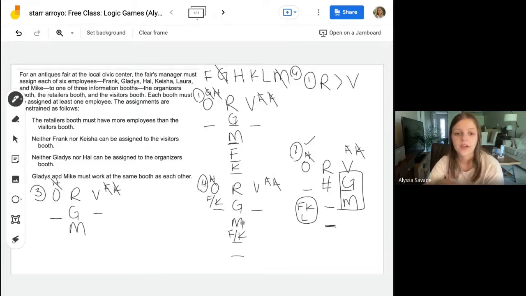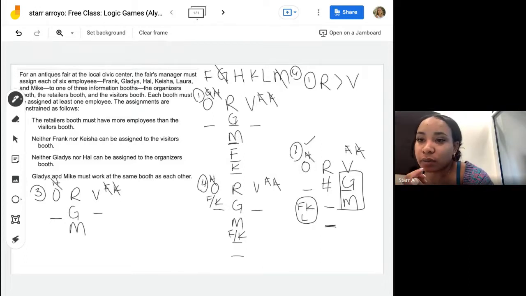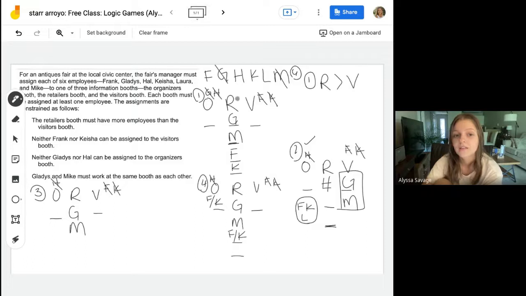Okay, so now that F and K are split, we just have to worry about H and L now. So what are you thinking? Well, H can't go into O because it only has one spot there. So it can either go into R or V. Yeah, so in the first world, I talked about it earlier. H would then be forced to go into V because we don't have any spot for it in R. And then L would be in O.